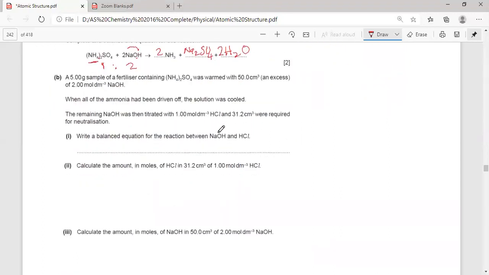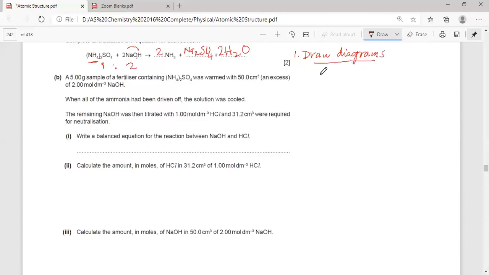Next, a 5.00 gram sample of fertilizer containing ammonium sulfate was warmed with 50.0 cm3 of excess NaOH of 2.00 mol/dm3. When all the ammonia is driven off, the solution is cooled. The remaining NaOH is titrated with HCl. Now here, draw diagrams. First of all, draw diagrams.